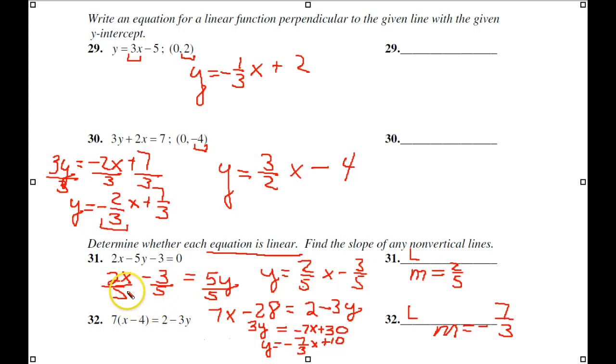All right, as we look at number 31, we had to solve for y here. And I'm showing you the steps. I transpose the y, and then eventually I find that our slope is 2/5. And here I cleared the parenthesis. Then I brought the y over to this side, the x over to that side, the negative 28 over to this side, divided everything by 3, and I get y equals a negative 7/3. So there's our slope.